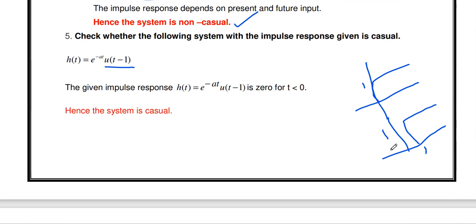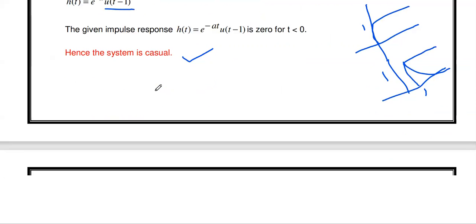So this u of t minus 1 multiplied with the exponential signal means this entire part is available only for the time t greater than 1. So e power minus at u of t minus 1 is available from the time t equal to 1 to infinity. So for the negative time this h of t is not at all available. So the given system is said to be causal. This equation satisfies the condition h of t equal to 0 for t less than 0. So that's why this system is causal.